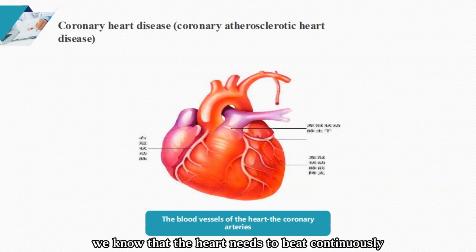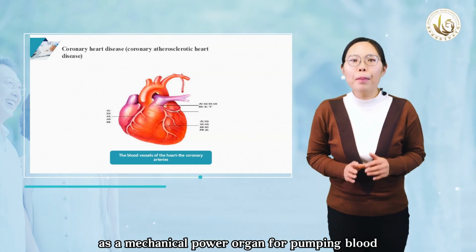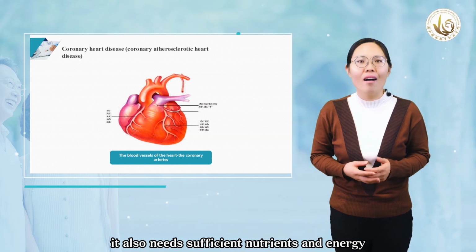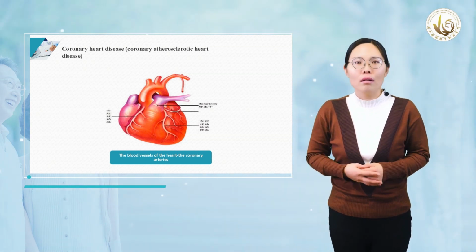We know that the heart needs to beat continuously to ensure blood circulation. As a mechanical power organ for pumping blood, it also needs sufficient nutrients and energy. The coronary arteries are the arteries that supply blood to the heart.